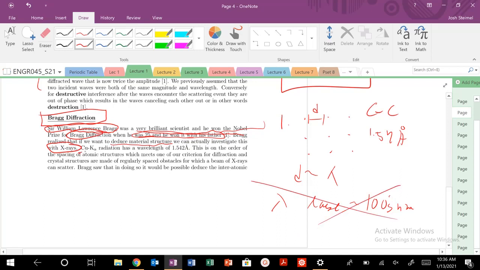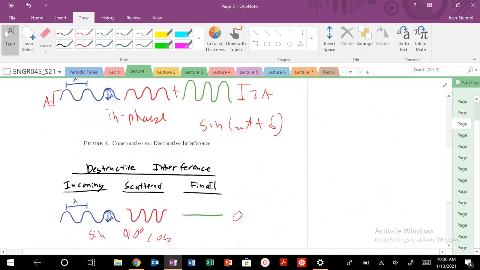Instead, we will use copper alpha radiation, which has a wavelength of exactly 1.542 angstroms. So this is on the order of our atomic spacings, and we have regularly spaced obstacles, i.e. long range order in our systems. We're going to get to that in lecture 2. So Bragg saw that we can deduce and find some of these interatomic distances using diffraction.